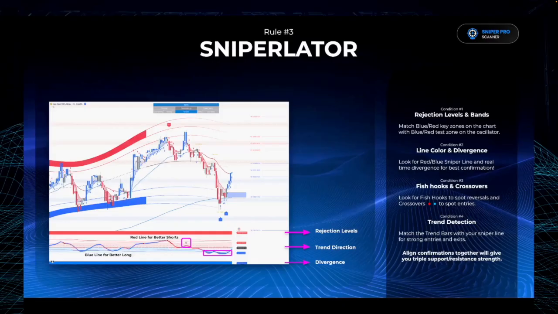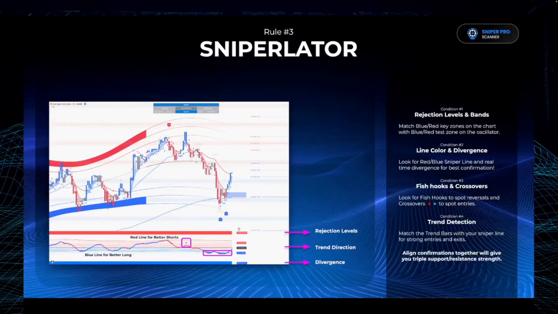And last but not least, on there is the trend direction, which is one of my favorite tools besides the divergence. Right in the middle of the Sniperlator, you'll see that black label that says trend direction, and it will be blue and red bars. So that is designed to work a little bit slower than the actual Sniperlator. So if you end up getting a blue bar on the Sniperlator and you're looking for a blue scorecard on the Sniper Pro, and they're both lining up, that's a really powerful confirmation.